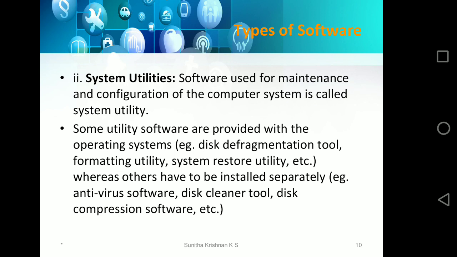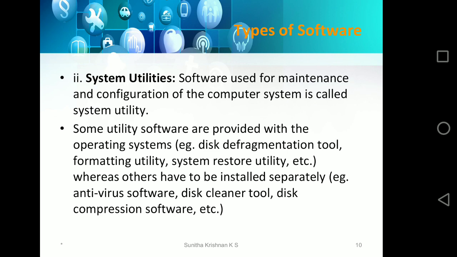Another example of the system softwares are system utilities. These are softwares used for the maintenance and the configuration of the computers. For example, disk fragmentation and formatting softwares and system restoring facility softwares. All these things come under the system utilities, and some of them come along with the operating system.